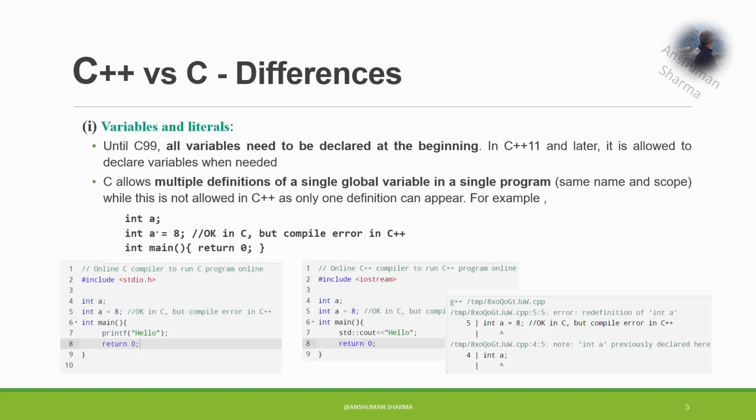Now, in terms of variables and literals, we again have differences. Until C99, one of the versions of C available to us, all variables needed to be declared at the beginning. As you remember, we used to declare variables in C at the start after main, whether they were used in loops, such as an integer variable acting as an index i. But in C++11 and later, it is allowed to declare variables when needed.